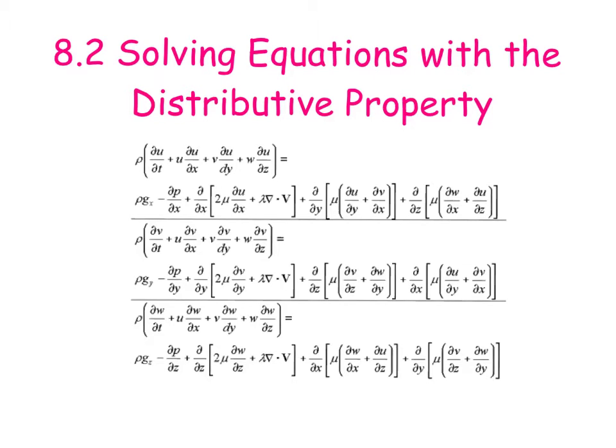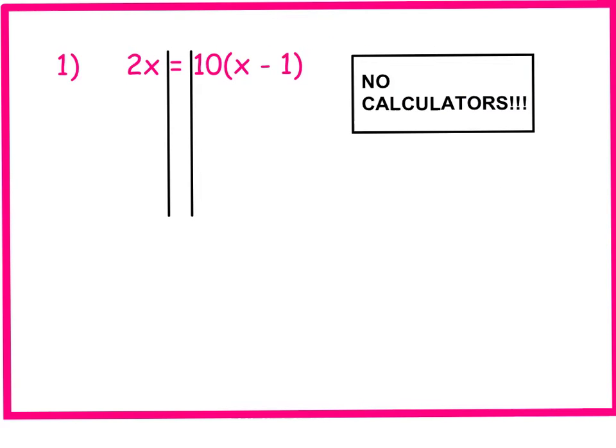Hi, this video is going to show you how to solve equations by using the distributive property. Here is our first equation. In order to solve an equation that has parentheses, we first need to use the distributive property in order to eliminate those parentheses. So in this example, first we take 10 times x, which is 10x, and 10 times negative 1, which is minus 10.